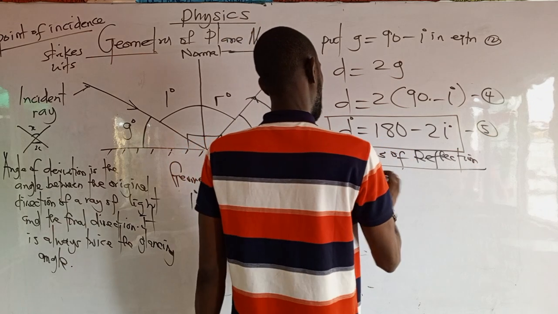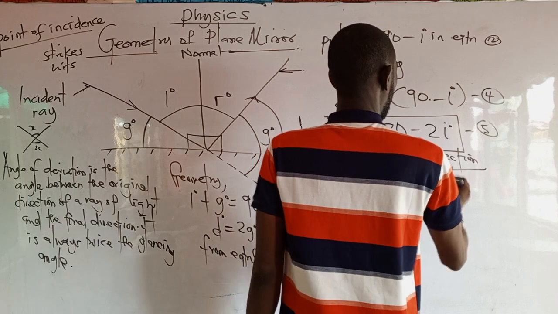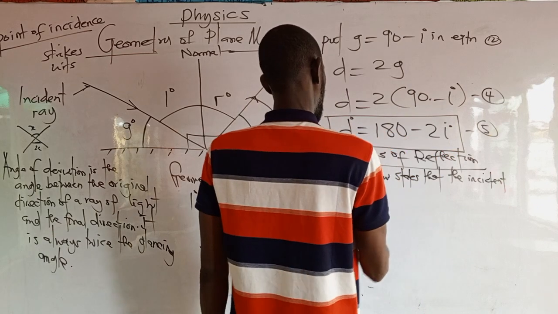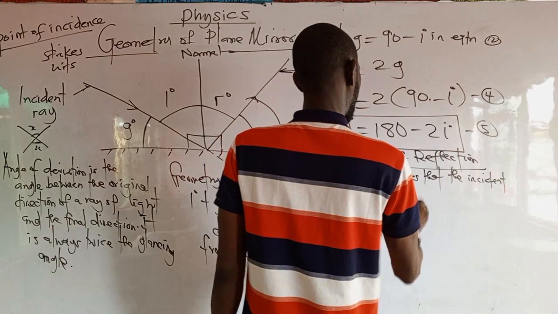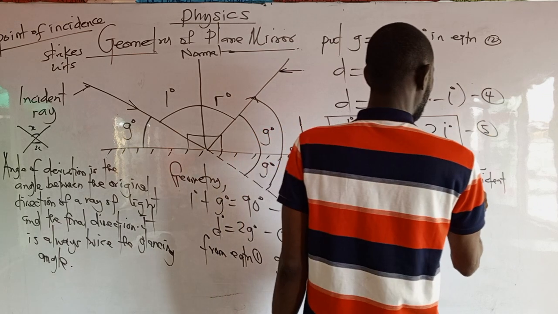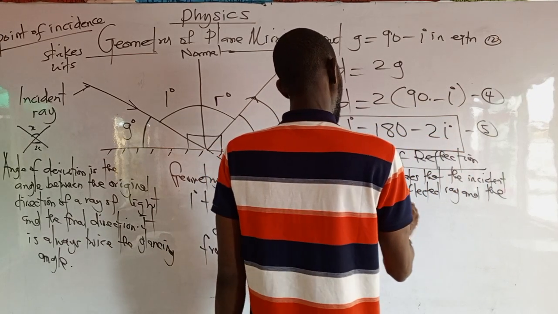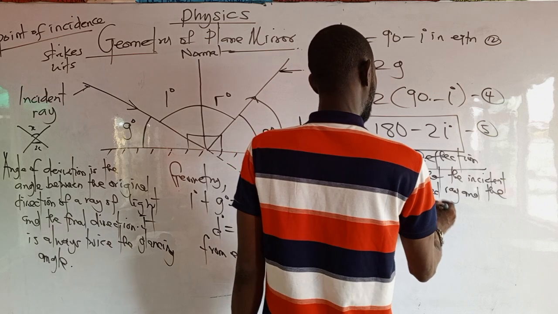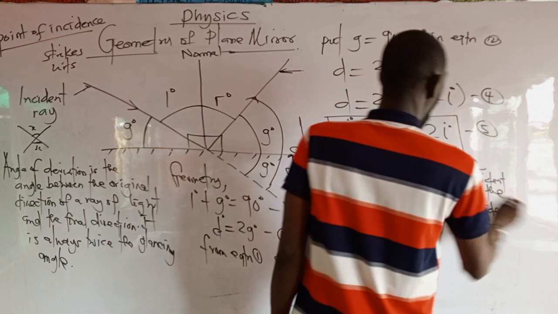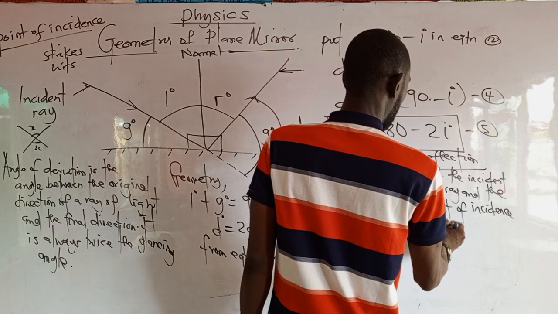First law says that the incident ray, the reflected ray, and the normal at the point of incidence, all lie on the same plane.